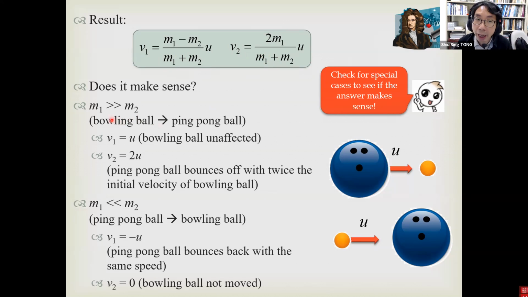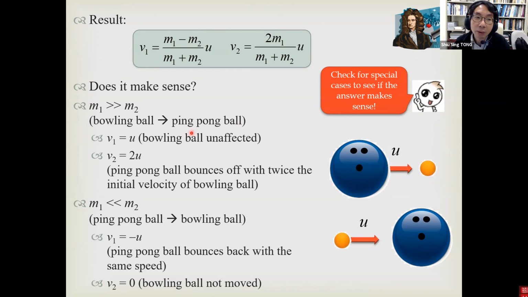Now let us check the case of m1 much greater than m2. What does that mean? m1 is initially moving, right? So the initially moving mass is very large compared with the second mass, the mass that is initially stationary. So initially you have a bowling ball, which is very heavy, moving with velocity u, colliding with a much lighter ball, for example, a ping pong ball. So now you have a moving bowling ball colliding with a ping pong ball.